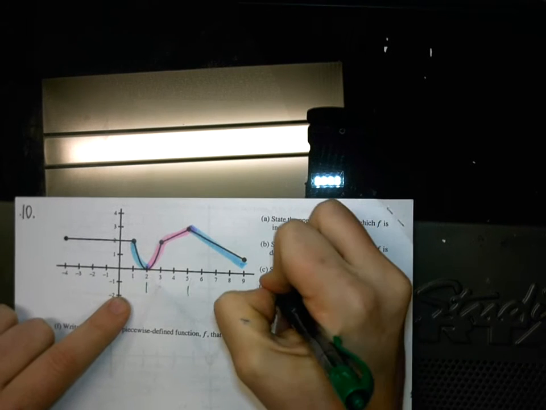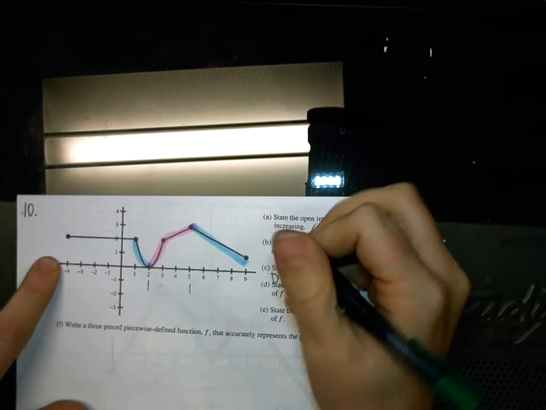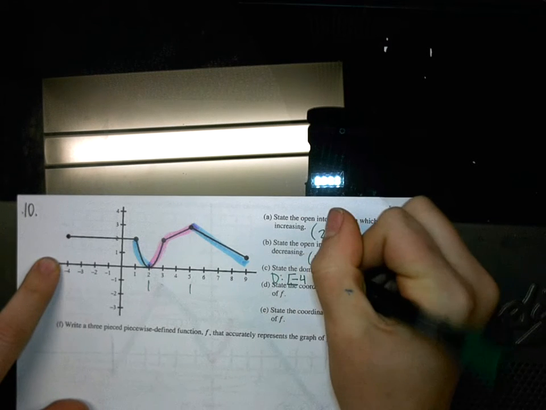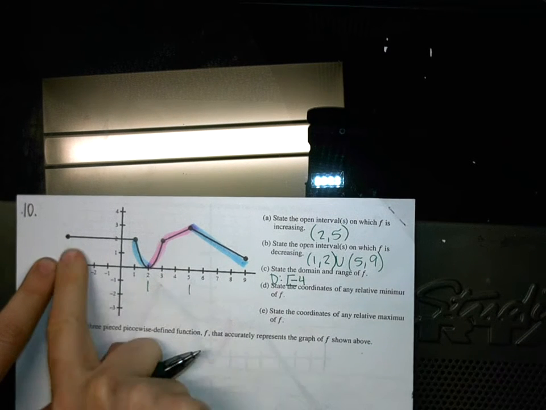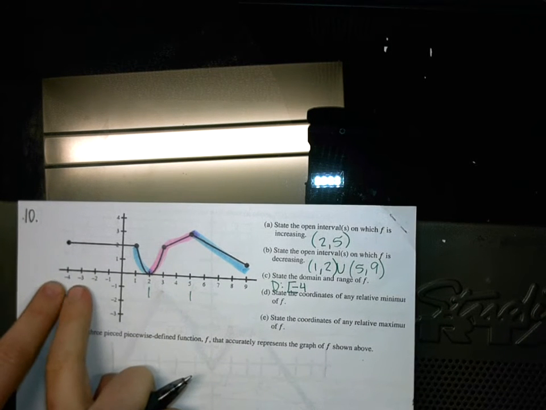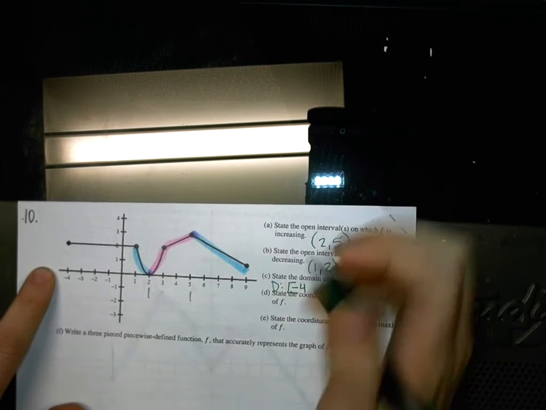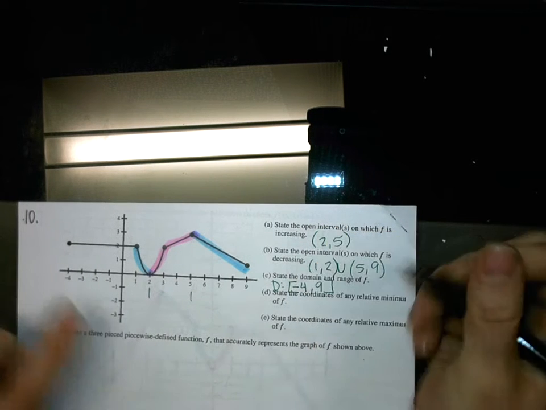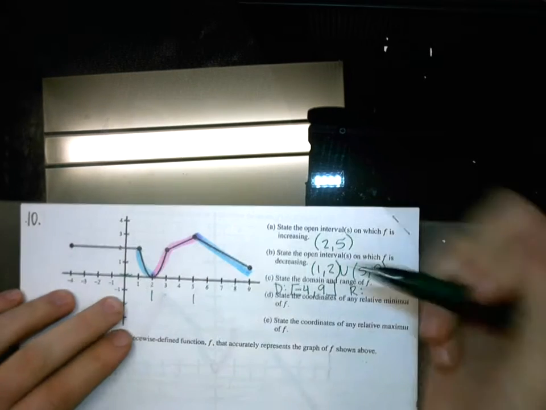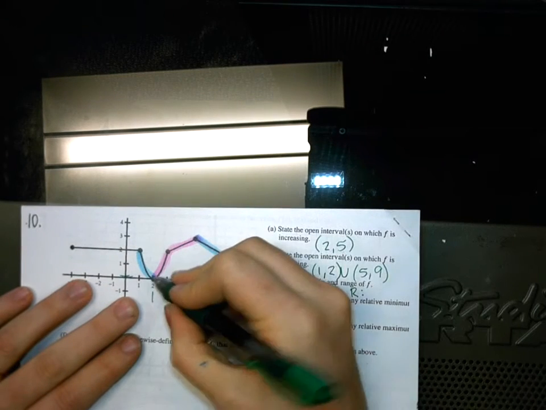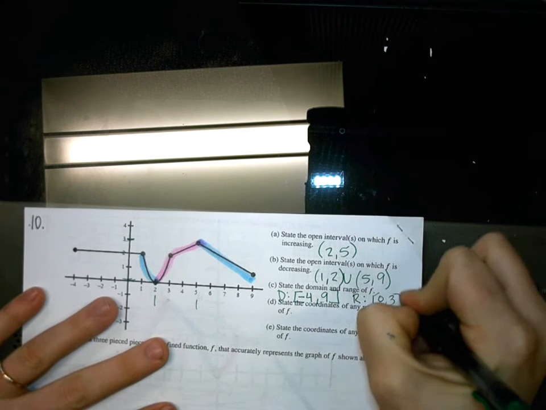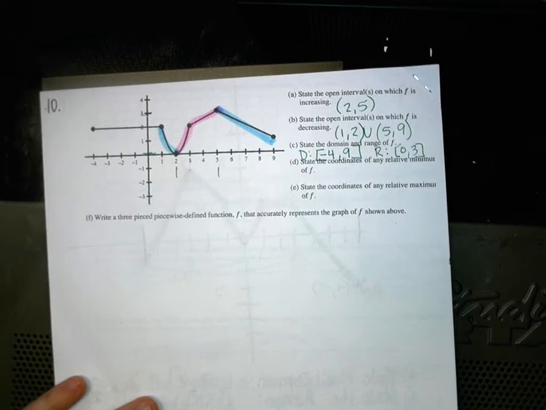State the domain. My domain is my x values. This is where you'll want to use parentheses or brackets, depending on if those are included. So all of these values are included, so I don't need any parentheses. So from -4 all the way to 9 are my x values in brackets. My range from bottom, my lowest value here is 0. My highest value is 3. So that's from 0 to 3.